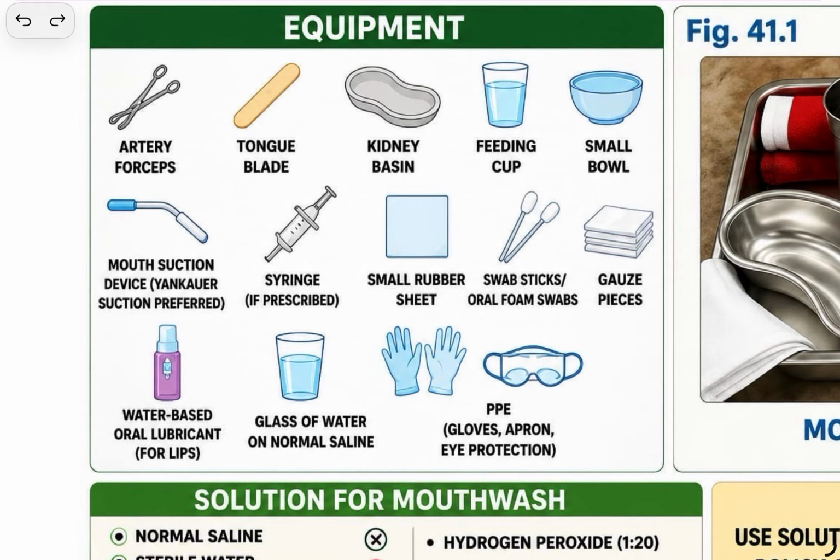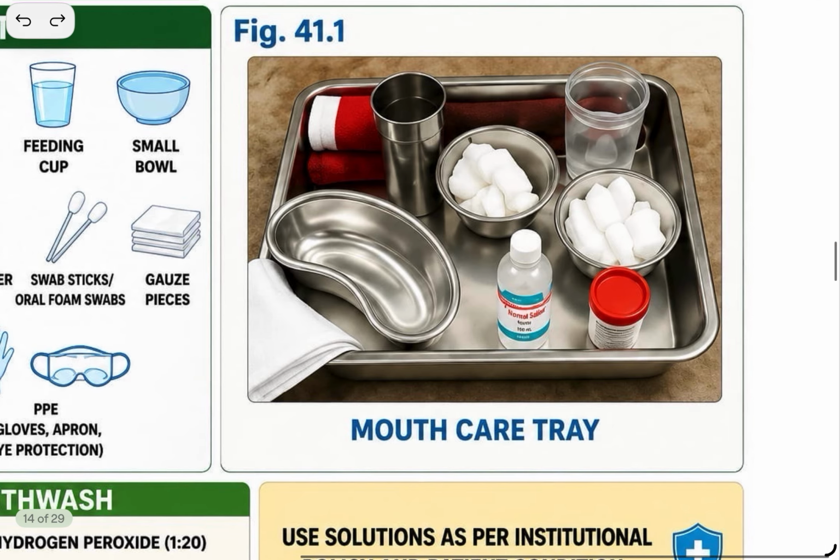Are you understanding? So you can see the original image. Kidney tray is there, and chlorhexidine or normal saline solution you can keep. This one is the gauze pieces in the small bowl. And there is a small bowl, a cup of water, and the empty glass. And a tray, and also a towel will be there. Okay, towel, clear.